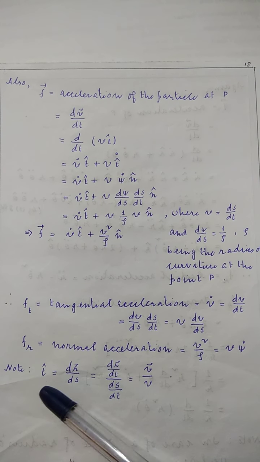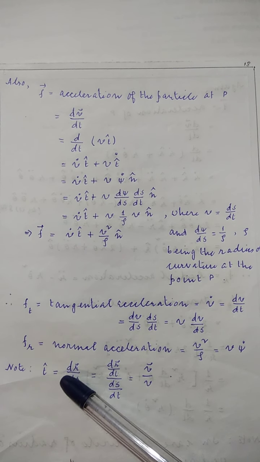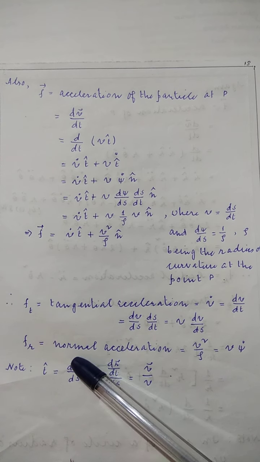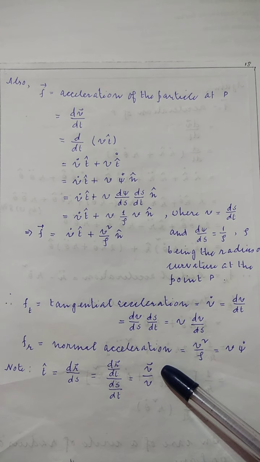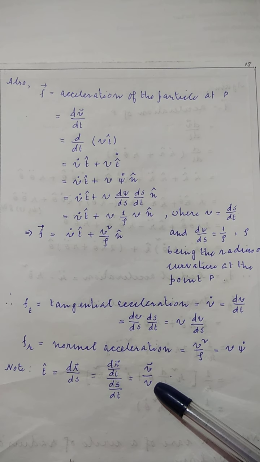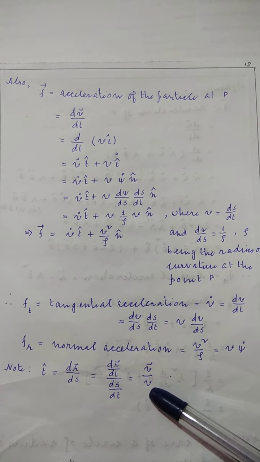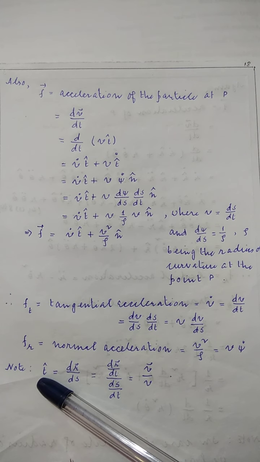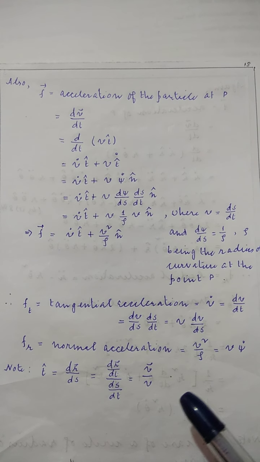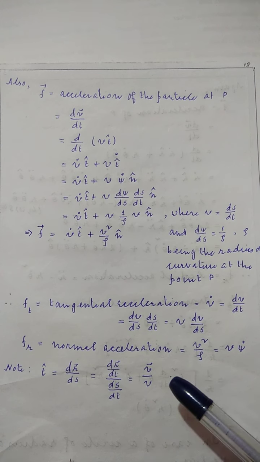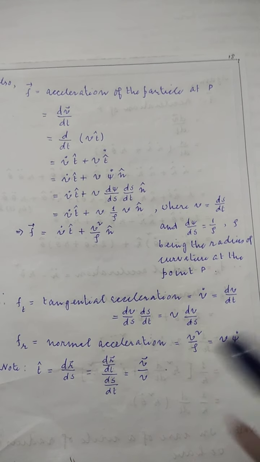One thing you have to remember: t cap is the unit tangent vector, which we expressed as d r bar by ds. This we can further simplify: we can write d r bar by dt times dt by ds, and from this d r by dt we can write v bar, the velocity. What is the expression for v bar? It is v t cap, where v is the magnitude and t cap is the direction. This way you obtain the expression for components of velocity and acceleration along the tangential and normal directions. In the next class we'll solve problems based on this topic. Thank you.